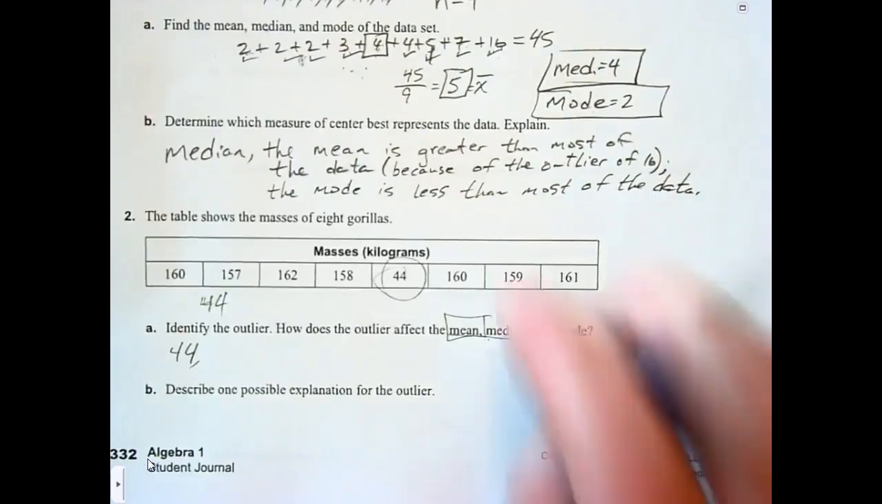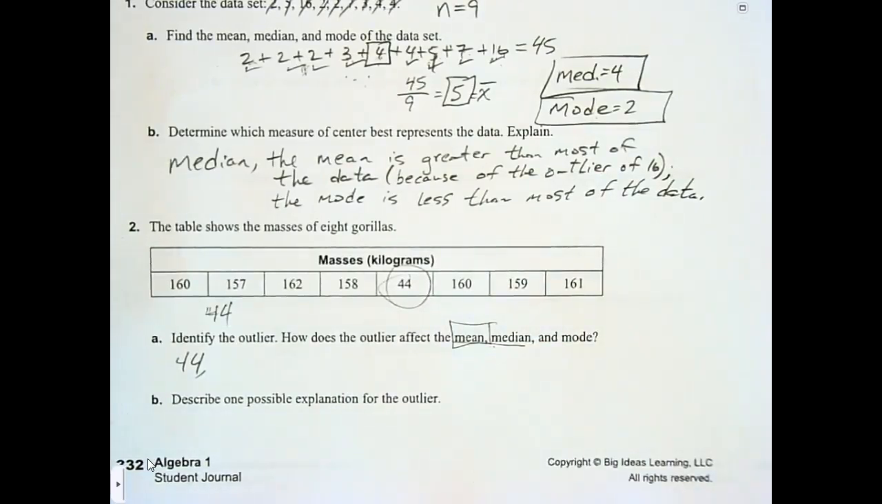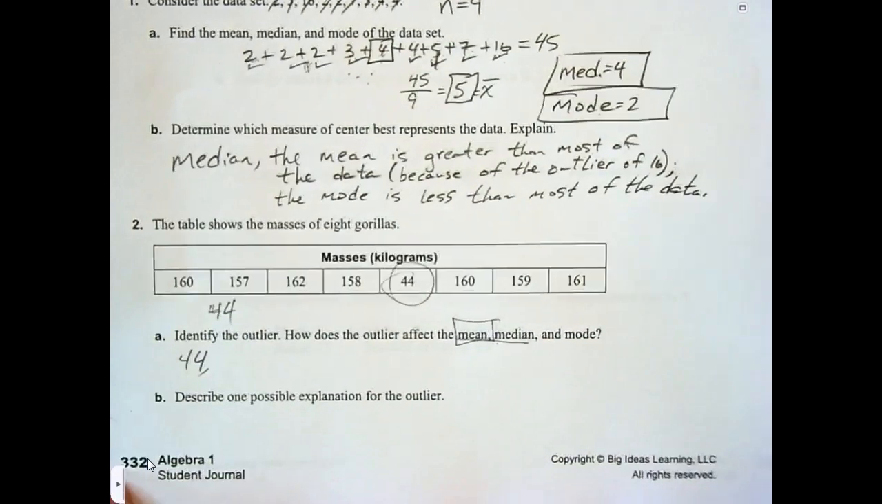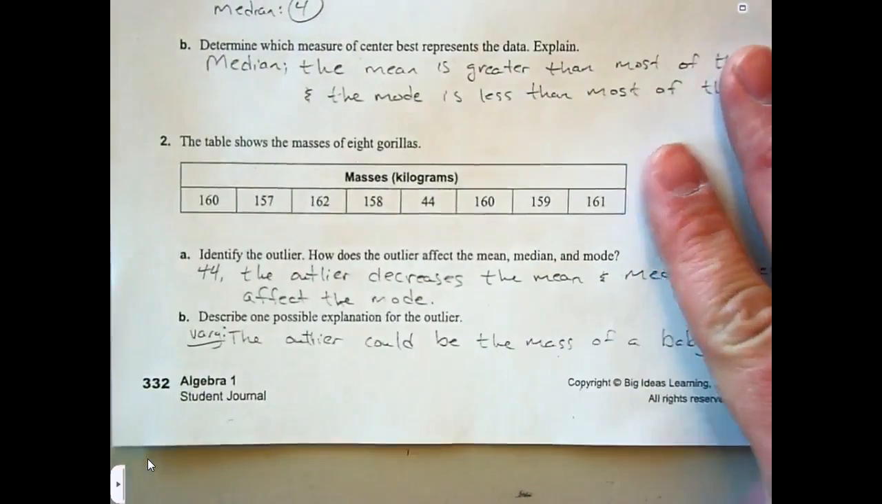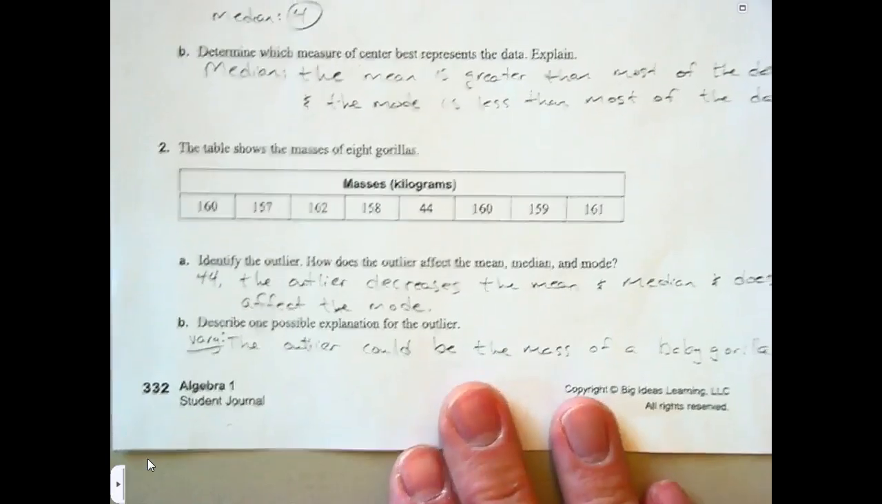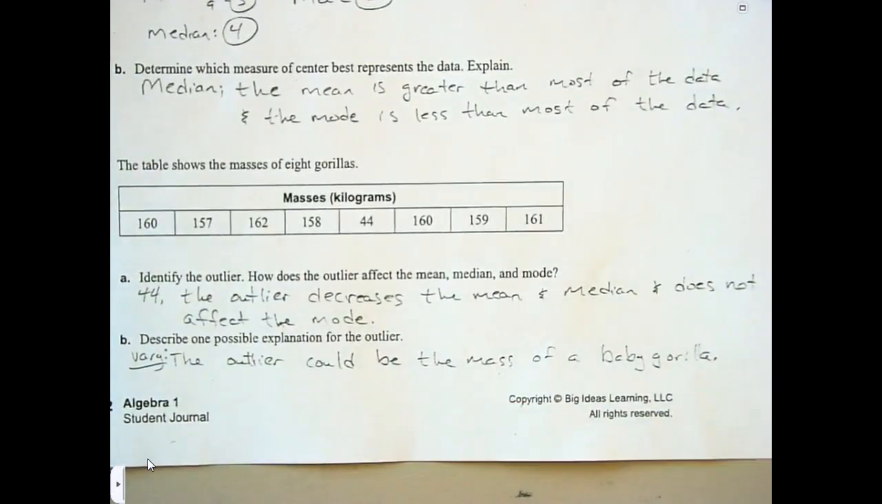I'm not going to write all that out there. Actually, I have it written out. I'll put it here. What's one possible explanation for the outlier? Yeah, maybe it's a baby gorilla. You're dealing with masses of gorillas. Maybe you're dealing with a baby gorilla there. Could have quite a few different answers.